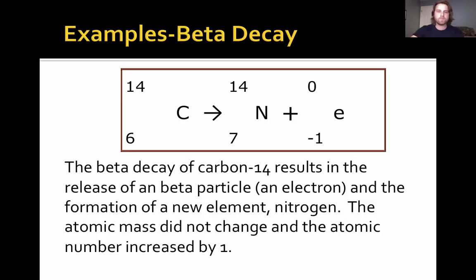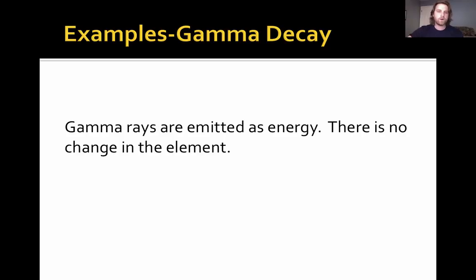So now we look at beta decay. On one side of the arrow is carbon-14 with an atomic number of 6. After it undergoes beta decay, it decays into nitrogen-14. Make sure that everything adds up. 14 equals 14 plus 0, check. 6 equals 7 plus a negative 1. Well, that is 7 minus 1, which is 6. So all checks out here for beta decay. As far as gamma decay goes, just gamma rays are emitted as energy, and there is no change in the element, so we don't have to worry about balancing that equation whatsoever.